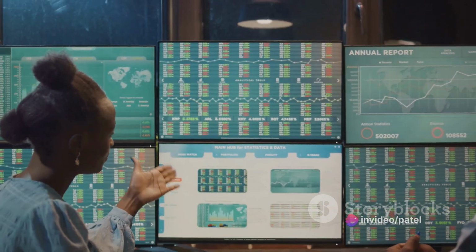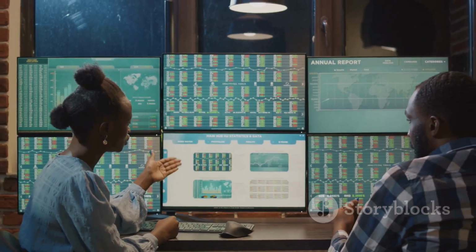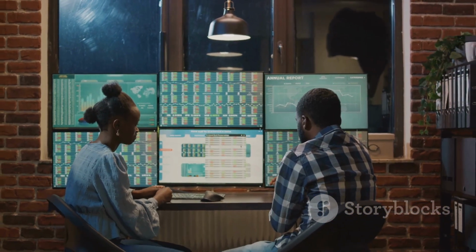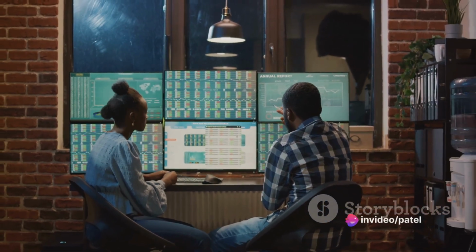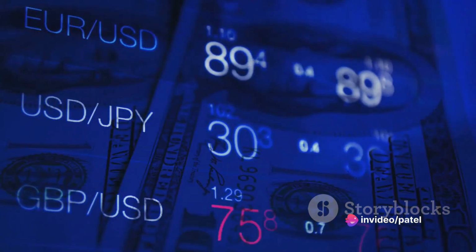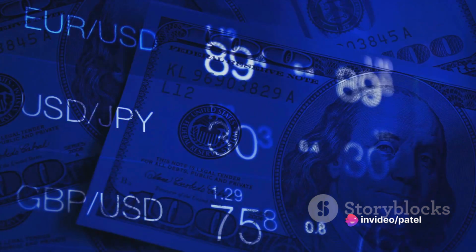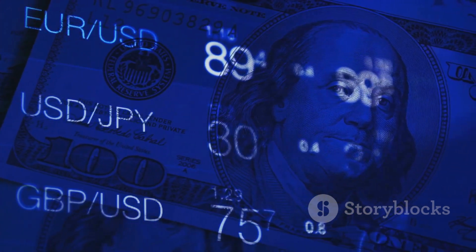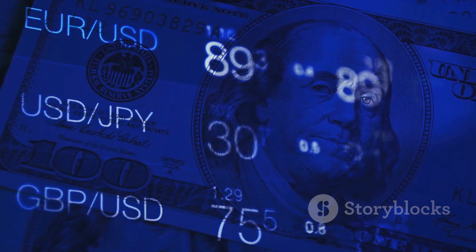But remember, these tools are not standalone solutions. They should be used together to form a comprehensive trading plan. Consider factors like your risk tolerance, your trading goals, and the current market conditions when creating your plan. A well-constructed trading plan can help you stay disciplined and avoid impulsive decisions.